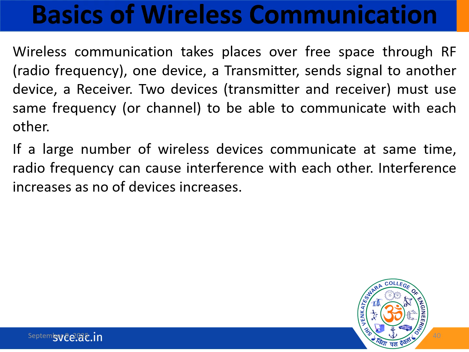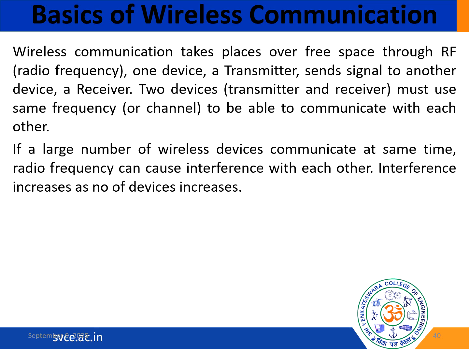So next we have the basics of wireless communication. Here we'll be seeing about wireless communication through radio frequency signals, which is transmitted across open space. Wireless communication takes place over free space with the radio frequency. One device we call the transmitter sends the signal to another device, which we call the receiver. This particular method by which devices communicate with each other, we call wireless communication.